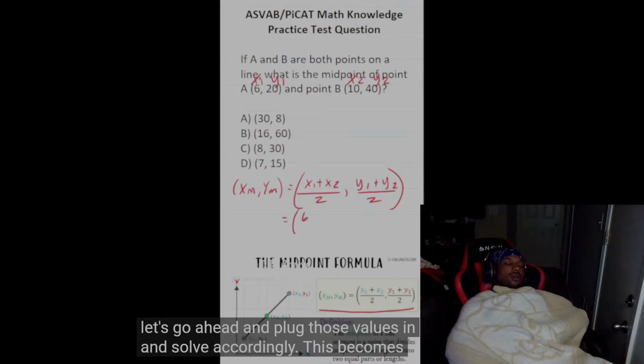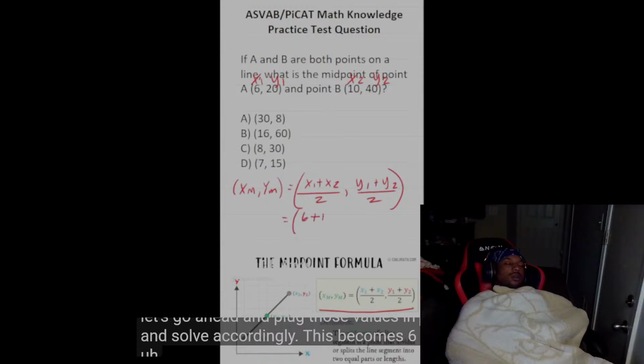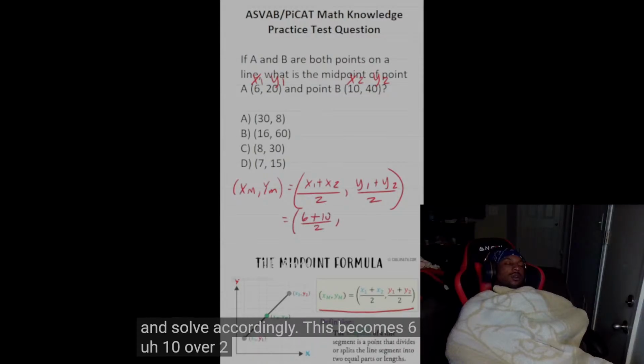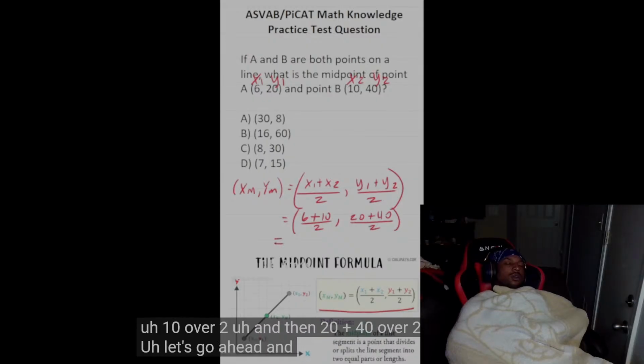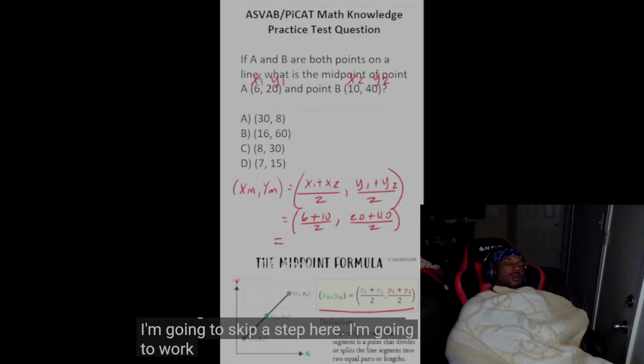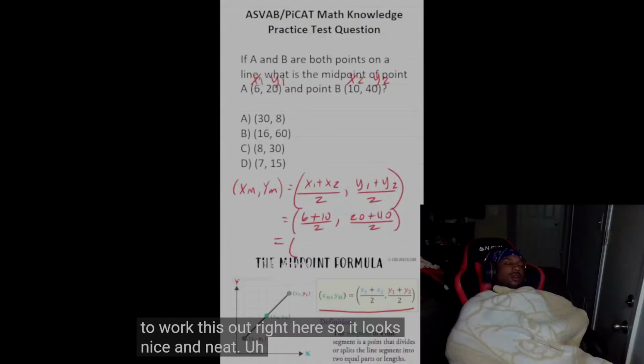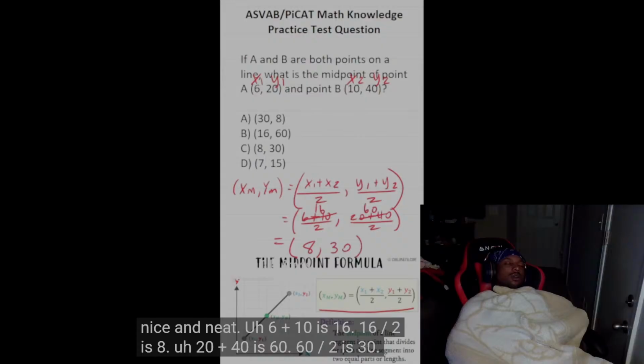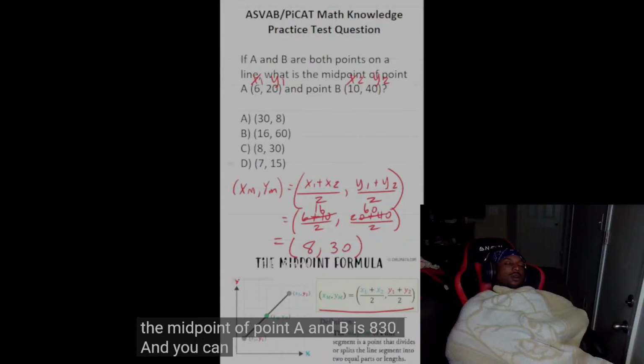This becomes 6 plus 10 over 2, and then 20 plus 40 over 2. Let's go ahead and solve this. I'm going to skip a step here. I'm going to work this out right here so it looks nice and neat. 6 plus 10 is 16. 16 divided by 2 is 8. 20 plus 40 is 60. 60 divided by 2 is 30. So the midpoint of point A and B is (8, 30). And you can see that that is, in fact, answer choice C in this case.